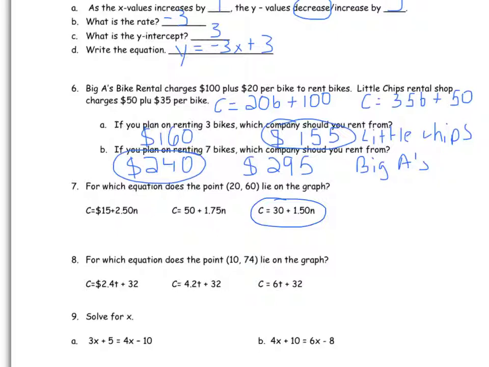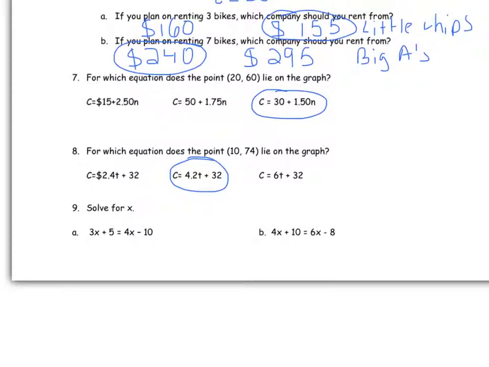Okay, for number 8, for which equation does the point 10, 74 lie on the graph? Okay, let's look at this middle one here. Let's see, 4.2 times 10 is 42. 42 plus 32 is going to be 74. So this is the equation where the point 10, 74 is. Alright, for number 9.